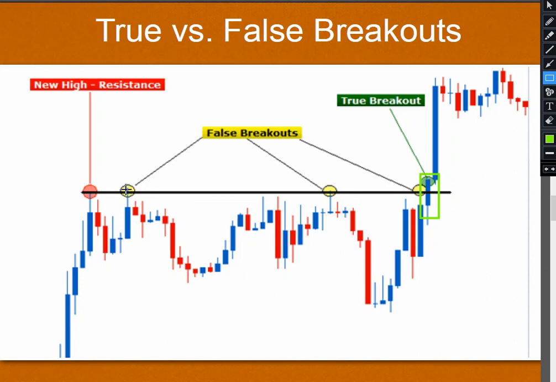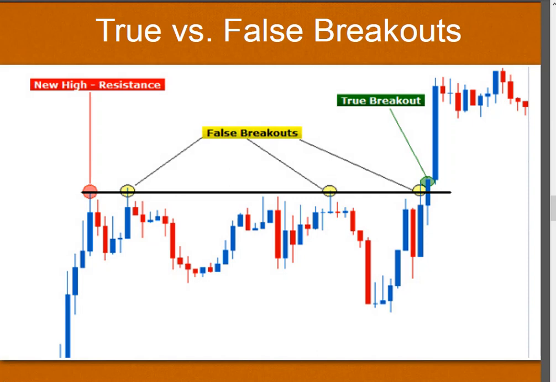The body did not close above the level. But this particular candle, which one? This one. That particular candle closed above our resistance level, and that is now considered a true breakout candle. Okay. Very good. Now we carry on.